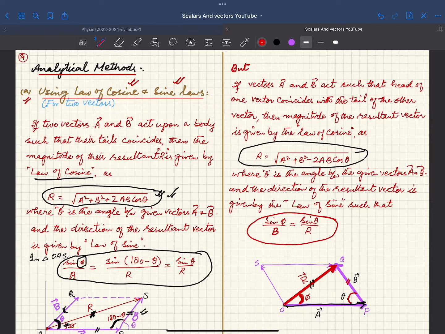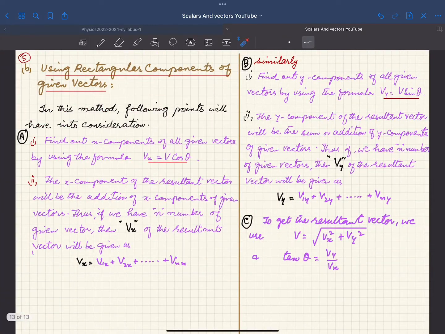When the tails are coinciding and when head to tails are coinciding, there is a little change, and this will be the change of positive and negative sign over here. So be careful. Last but not least, we have another very important method, which is termed the rectangular component method of the given vectors.